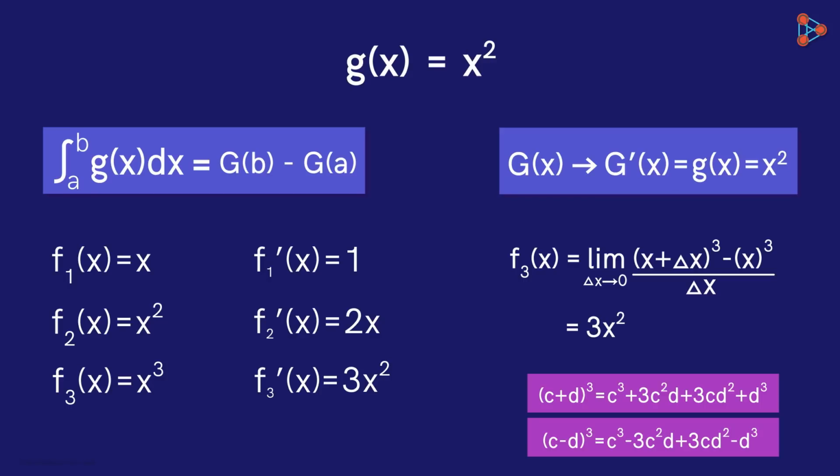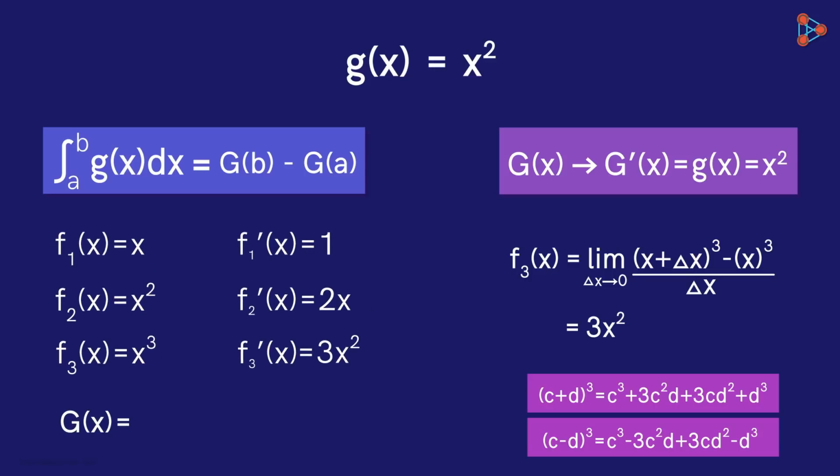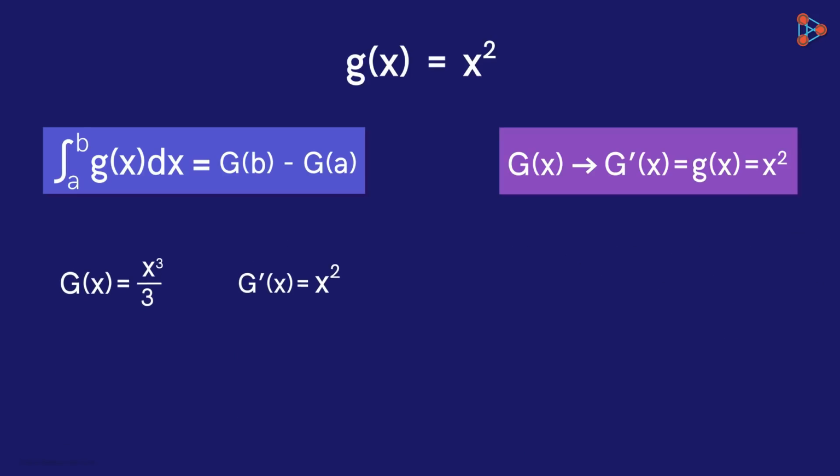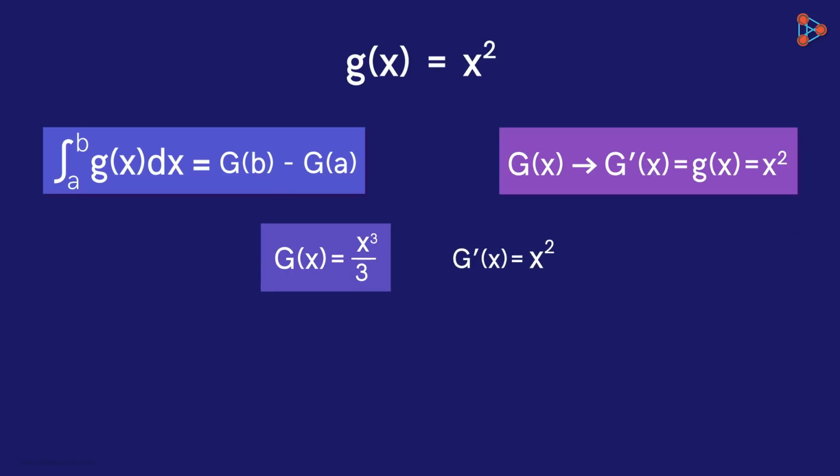But we want the derivative of this function to be only x squared. Okay, so what if we consider the function capital G of x equal to x cubed over 3? What will be its derivative? Now for this function, this average rate will get multiplied by 1 over 3. So we will get the derivative to be equal to x squared. So we get the function capital G of x to be equal to x cubed over 3. Now to find the value of the integral, we just have to find this difference.